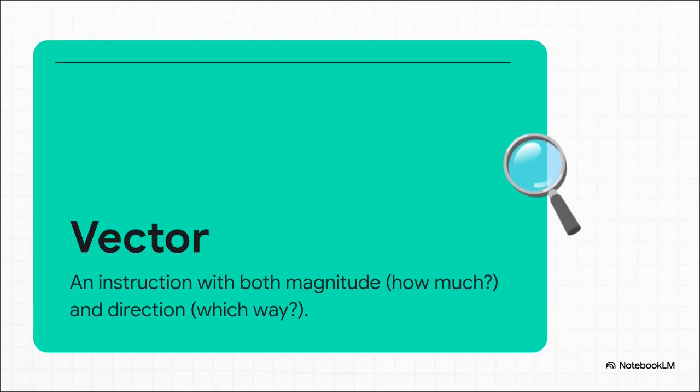Honestly, the best way to think about it is like an instruction on a pirate's treasure map. It's not enough for the map to say, walk 100 paces. I mean, that's totally useless, right? A good map says, walk 100 paces due east. A vector gives us both of those critical pieces of info. The magnitude, which answers how much, that's our 100 paces, and the direction, which answers which way, that's our due east. You absolutely need both.